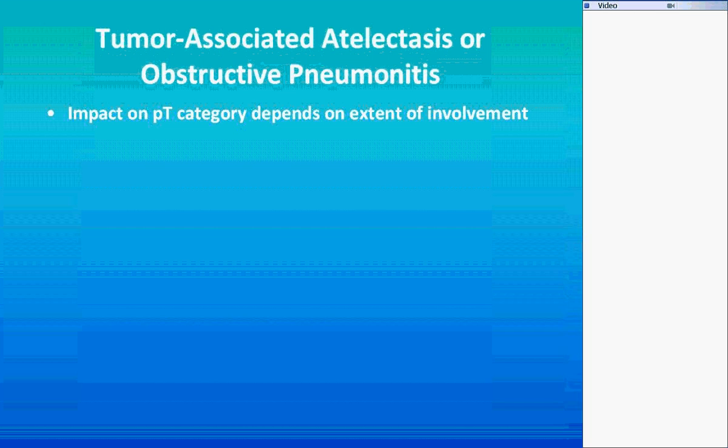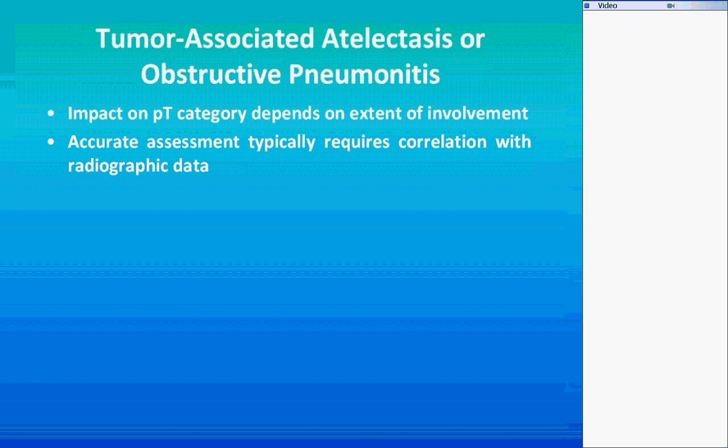Other features that appear in the AJCC staging but are not always apparent to the pathologist include tumor-associated atelectasis or obstructive pneumonitis. And for that reason, we are leaving this as an optional element in the CAP cancer protocol. But what it really requires in many circumstances is careful confirmation with either the surgeon or the radiologist to determine the extent of involvement of the lung.